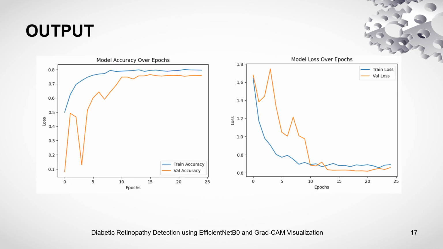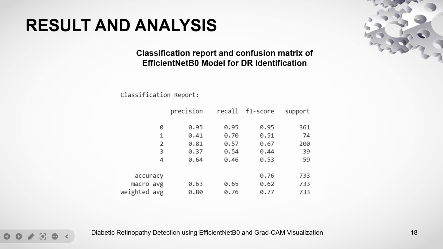This is the model accuracy over epochs. Here I have plotted training accuracy and validation accuracy. Again here I have plotted training loss and validation loss. Followed by that, this is my classification report. After testing, I'm printing the classification report, wherein my model achieved an accuracy rate of 76%.